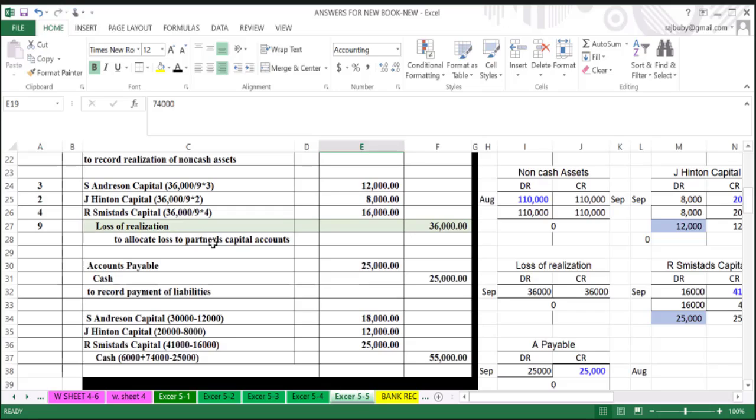Now you understand how to do the liquidation, right? We learned not deeply about the partnership, but we learned the basic information: how to merge, how to prepare the trial balance, how to distribute profit or loss, those kinds of things. I think you learned more than this in your past lesson, right?